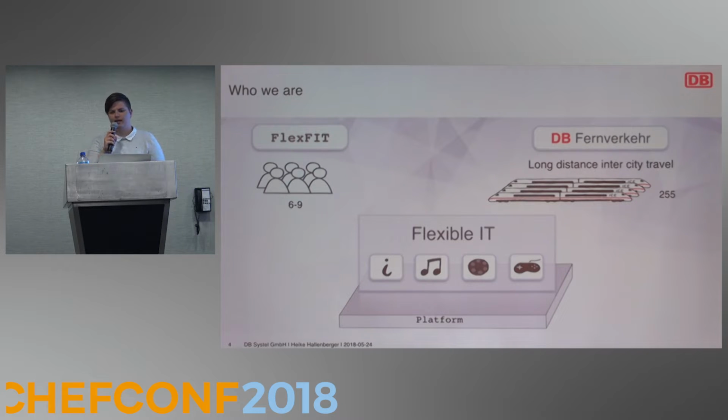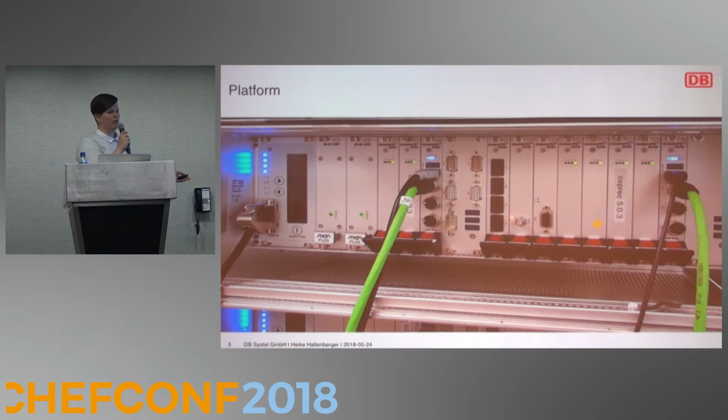And the DB Fernverkehr had a vision. They wanted to build a platform in the trains that provides information and entertainment for the customers that are traveling on the train. And this is the hardware platform I'm talking about. So one of these platforms is built in each of the 255 train sets. And the platform has a lot of different connectors like USB, RS422, RS232. It has a small display and status LED, and it has a lot of storage. And it is connected to the internet gateway of the train.